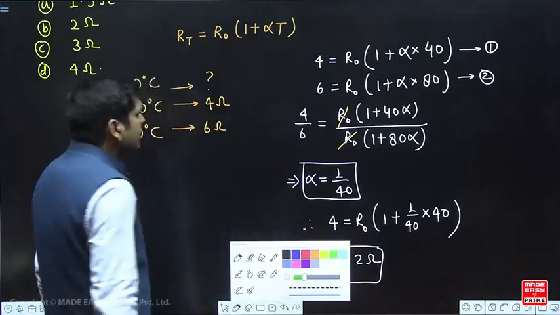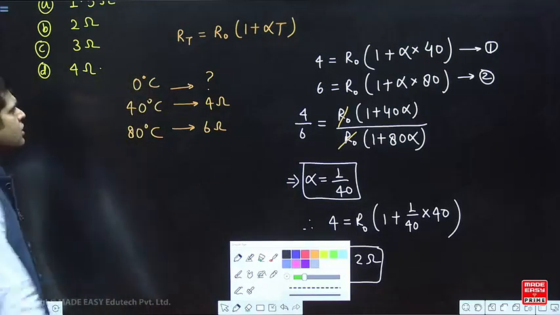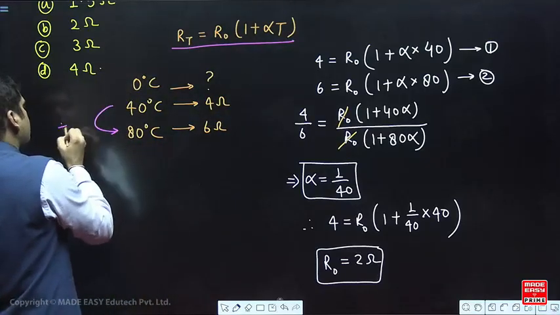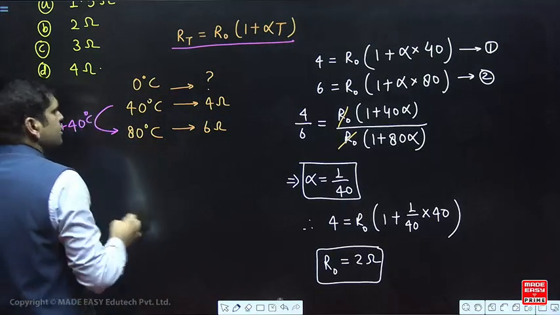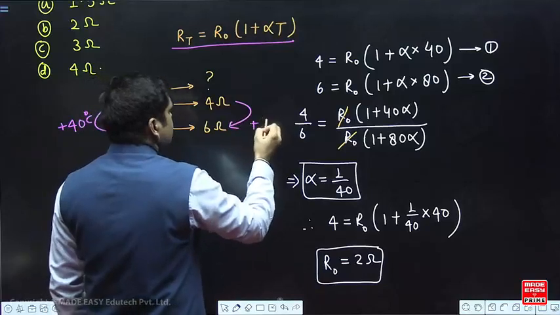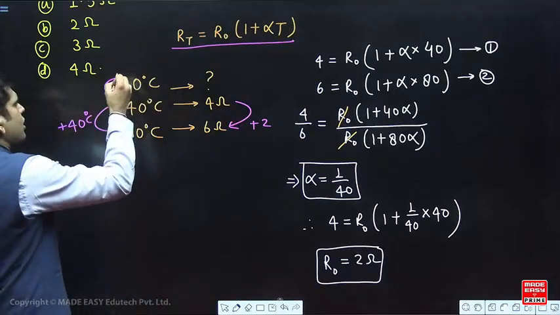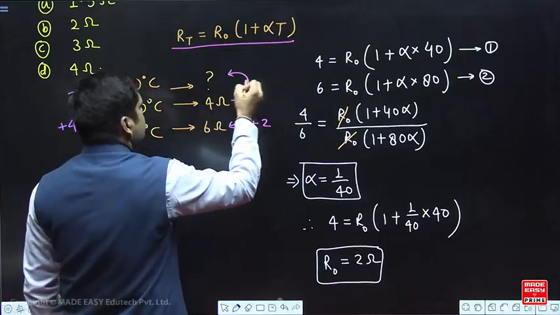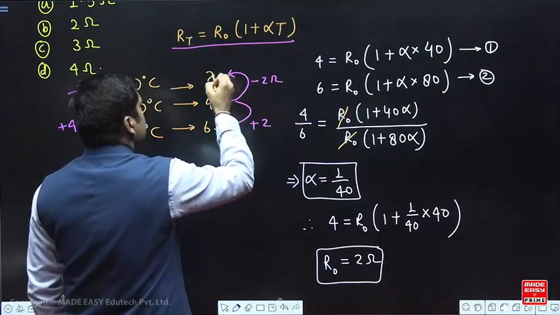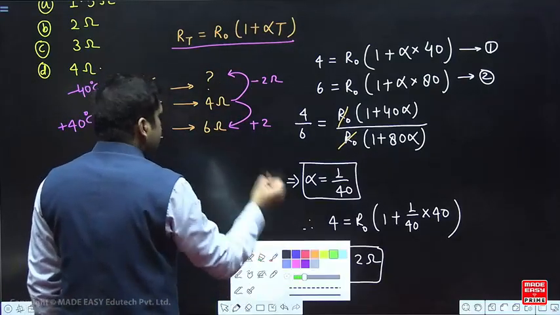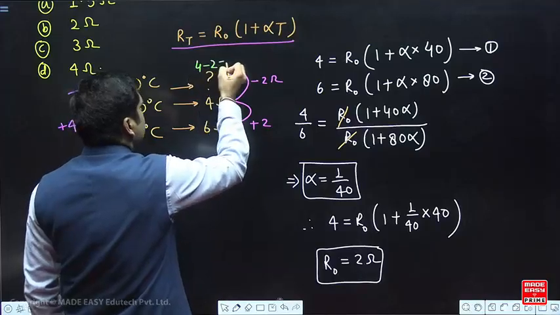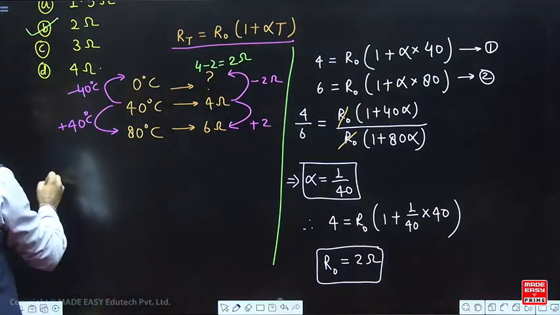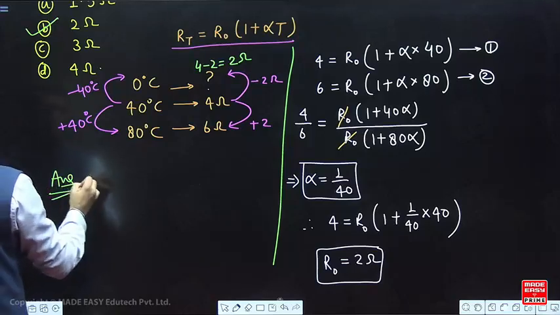Reasoning is taught so that you can apply it. This is a linear relationship. You see this, for plus 40 degree centigrade increase in temperature, the increase in resistance is plus 2 ohm. So for minus 40 degree decrease in temperature, the decrease in resistance should be minus 2 ohm. So here the new value of the resistance should be 4 minus 2, that is 2 ohm. So you could have solved directly without calculation. The answer for this question is given by option B.